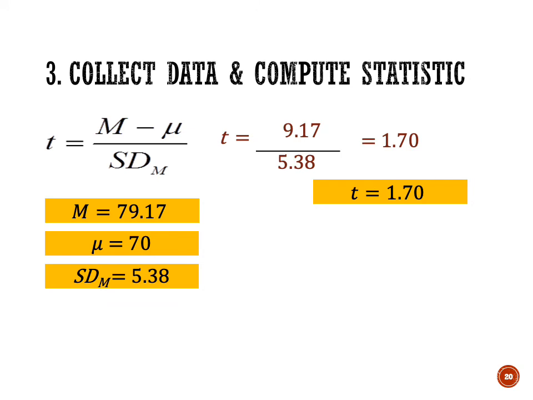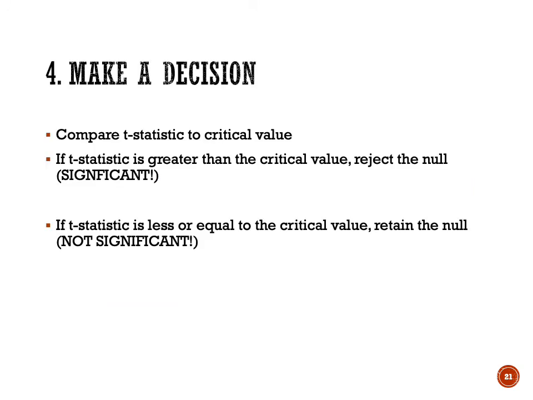So that's our t. Okay, so we made it to the last step, which is to make a decision. We'll compare our t statistic that we just calculated to our critical value, which we got a little earlier. If our t statistic is greater than the critical value, we can reject the null, and our result is significant. If the t statistic is less than or equal to the critical value, we retain the null, and we can conclude that the result is not significant.